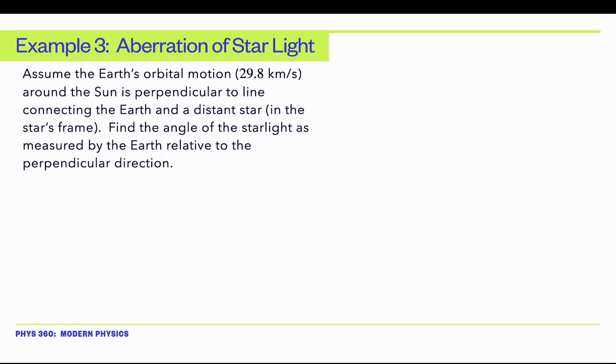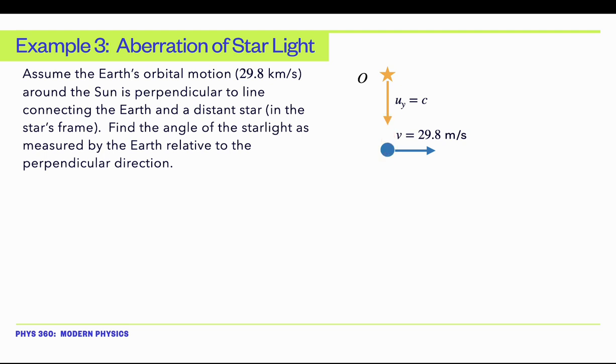Here's another example. This is historically significant. This is one of the experiments that helped support the theory of special relativity. This is the aberration of starlight. It says, assume the Earth's orbital motion around the sun is perpendicular to the line connecting the Earth and a distant star. So here we have a distant star up here. Here's our motion through space like this. And in the frame of reference of the star, the light is coming straight perpendicularly down towards the Earth.